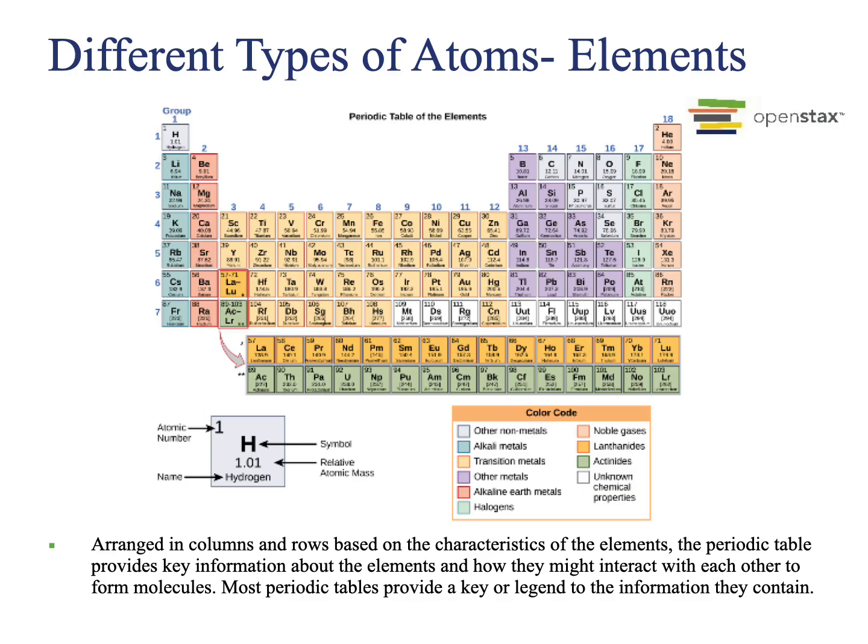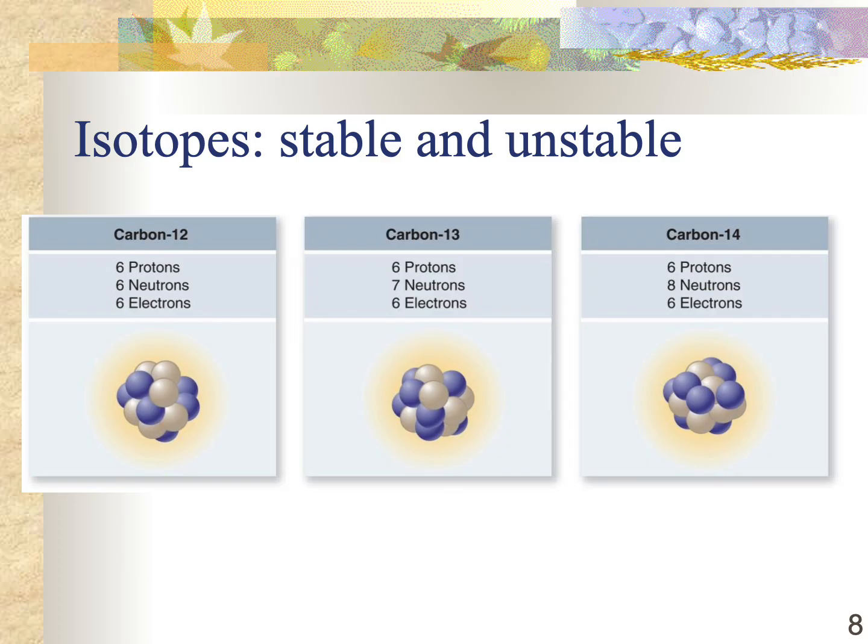So what determines the type of atom is the number of protons. The number of neutrons can vary. When the number of neutrons varies, we refer to those atoms as isotopes. And so here are 3 isotopes of carbon. Carbon 12, which has 6 neutrons, carbon 13, which has 7 neutrons, and carbon 14, which has 8 neutrons. These different isotopes act pretty much the same way chemically, but they weigh slightly different amounts. And sometimes some of them decay.